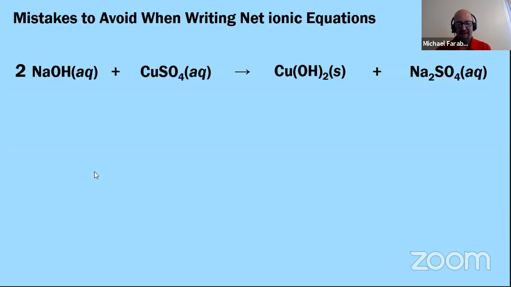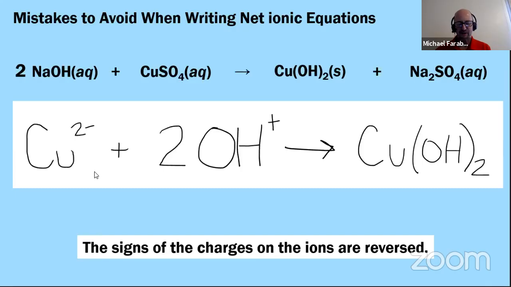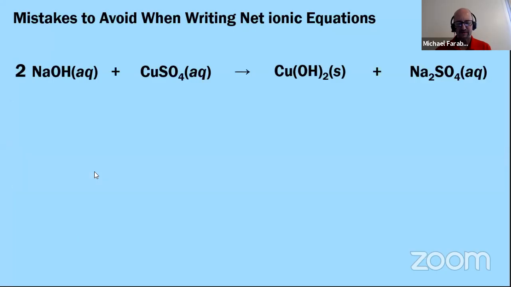Here's another one that might happen. They have charges on their ions, but unfortunately the signs of the charges on the ions are reversed. So copper should be +2 and hydroxide should be -1. Again, these are all mistakes that students might make. Hopefully you don't fall into these categories with your answers. In this case, it's very clear that copper hydroxide is a solid.